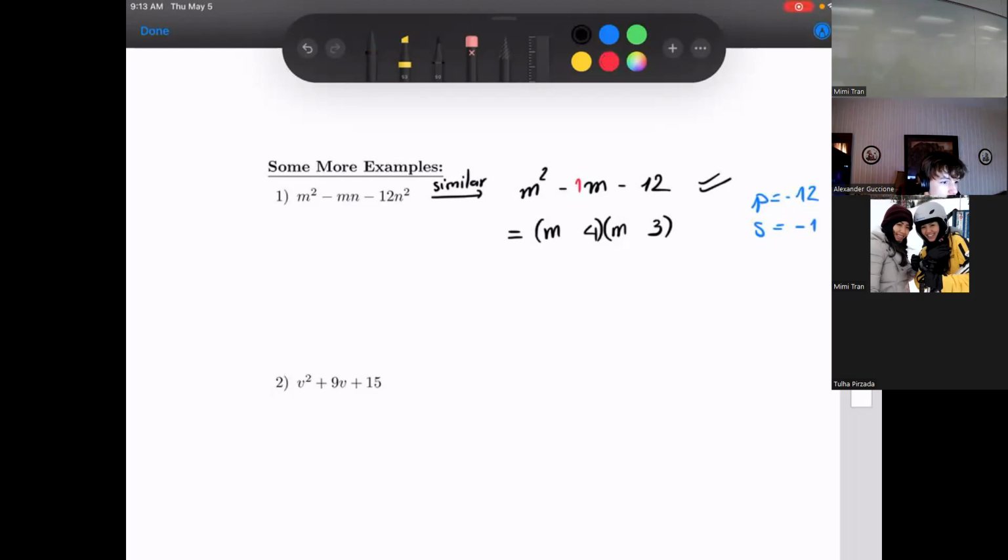So we have -4 and +3. All right. Now all we have to do is plug n back. So m minus 4. Oops. No, I don't want to write m minus 4 and then leave a little space. m plus 3. And now I'm gonna put n back.